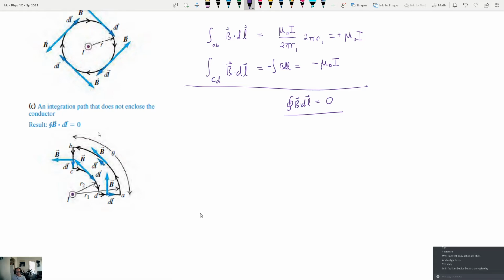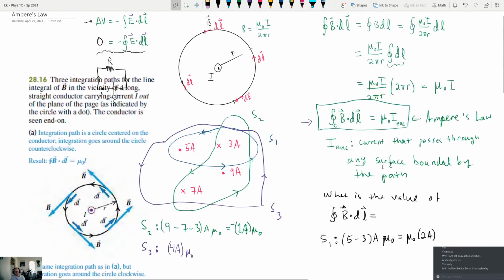Okay. So, again, it is only currents that pass through the surface bounded by the path. Now, one thing that I want to emphasize, I should slow down for a second. Does anyone have any questions?